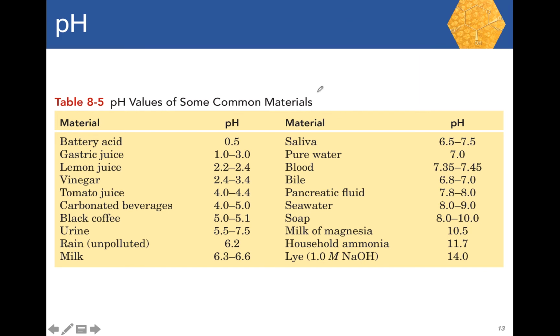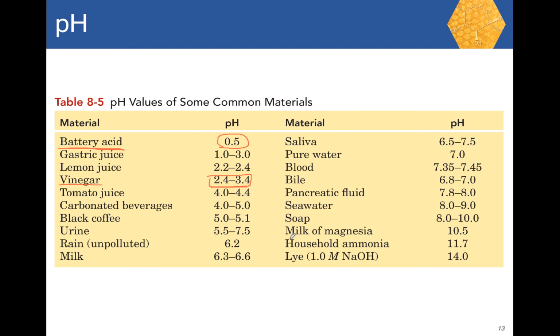Here are some practical examples of pH. Of course, as you know, the liquid in a battery is acidic and the pH is 0.5. That's very acidic. Vinegar that we use on salad dressing is between 2.4 and 3.4. Not as acidic, but acidic because the pH is less than 7.